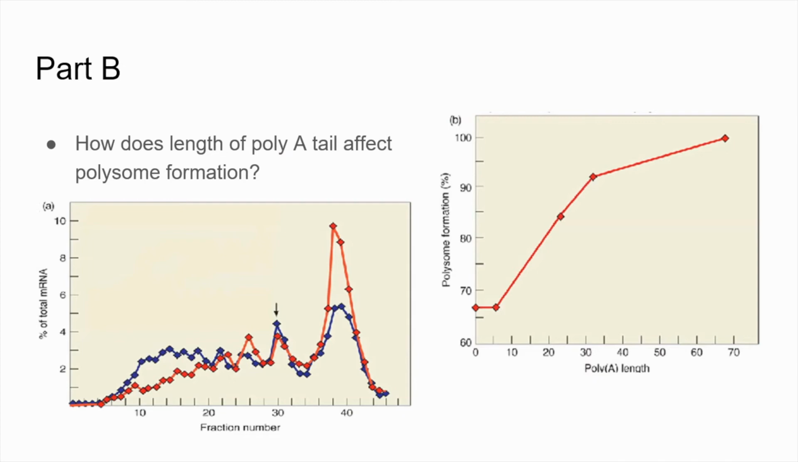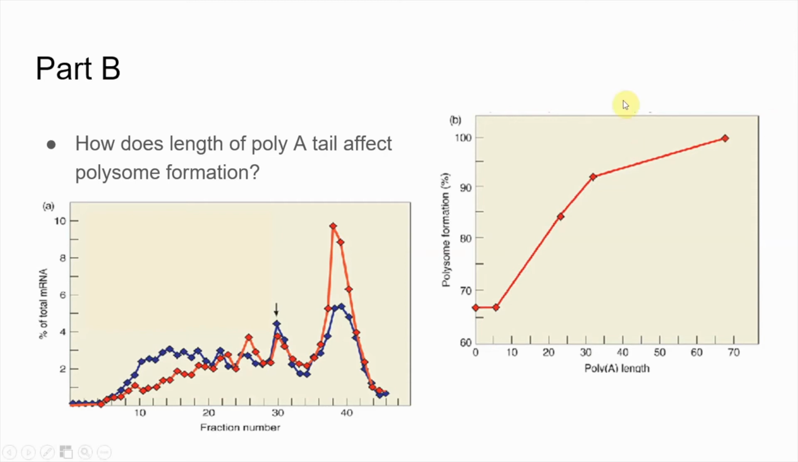In part A, the researchers were using an mRNA that consistently had a 68 nucleotide poly-A tail. They wanted to find out how long the poly-A tail needed to be to enhance translation. To investigate this, they created transcripts with varied poly-A tail length from 0 to 68 bases, and this figure shows the total amount of polysomes formed for the transcripts with varied lengths of poly-A tails compared to the one with the longest poly-A tail, which is 68 nucleotides.